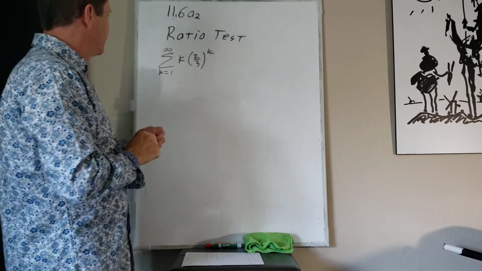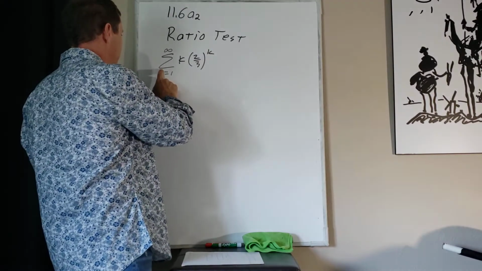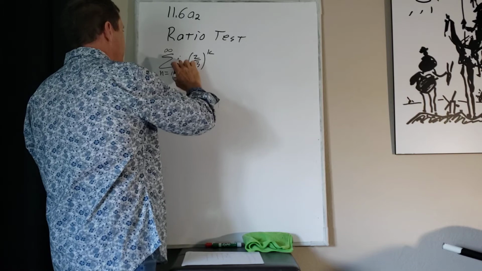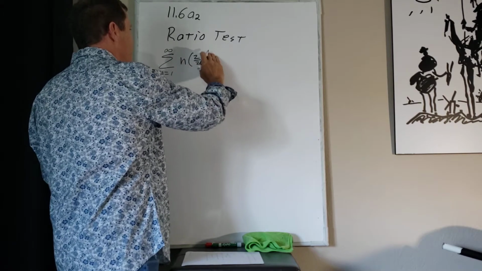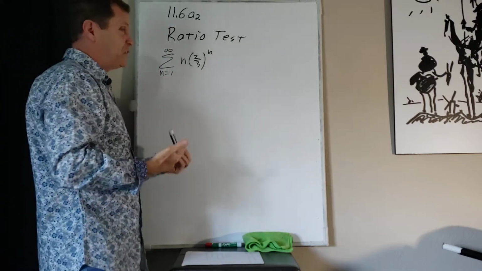So, what do you think happens to this guy? So I've got this series. Let me go ahead and make these all n's because we've been talking about n's all day long. I just copied this one from the book and it had k's in it. So you got an n here, and an n here. Okay, now looking at this, do you think it's going to converge or not?